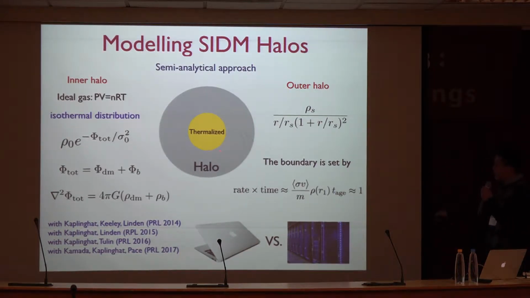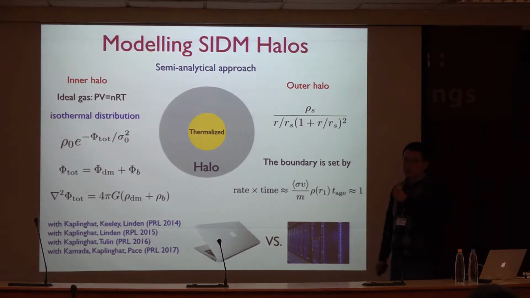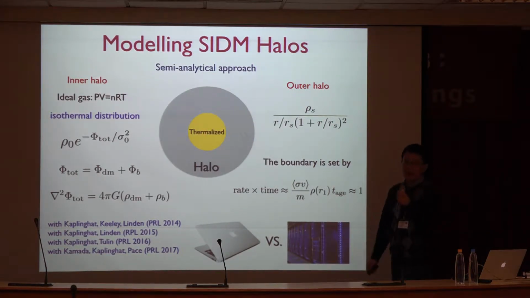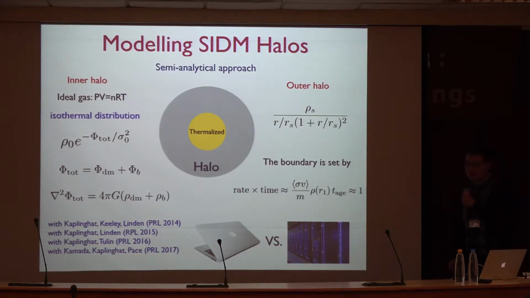What you do is take a halo and divide it into two regions, and the boundary is set by the scattering rate. If per age of the galaxy the scattering happens once, then you can set the boundary. In the outer region, the collision rate is very low, so essentially it's an NFW profile, the CDM profile that we discussed. But in the inner region, self-interactions will thermalize it, and you can treat the dark matter system as an ideal gas system. That's what you learn in thermodynamics.